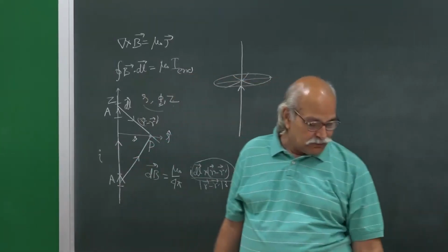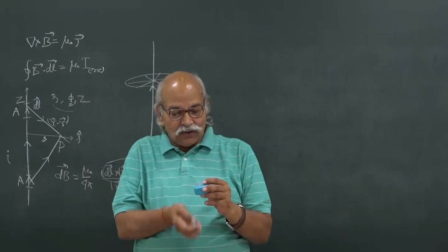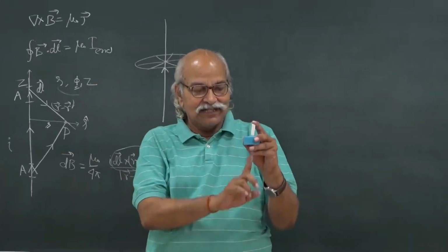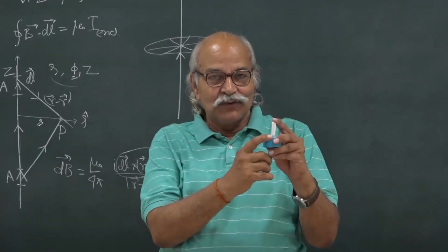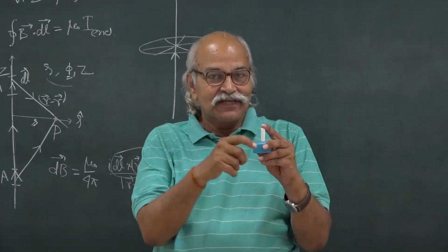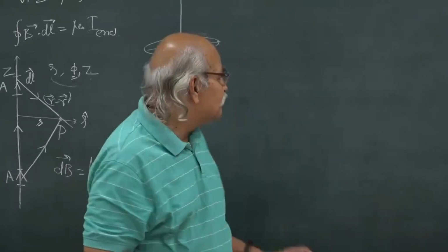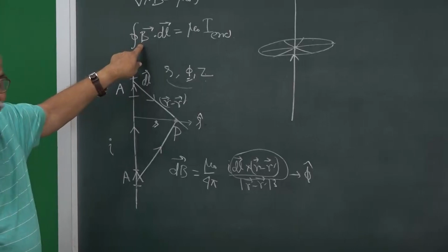Once again, if this is a long current, what is the difference between this point and this point? Why should the magnetic field be larger here and smaller here? They are all equidistant from this wire. So the magnitude is the same and the direction is phi cap.